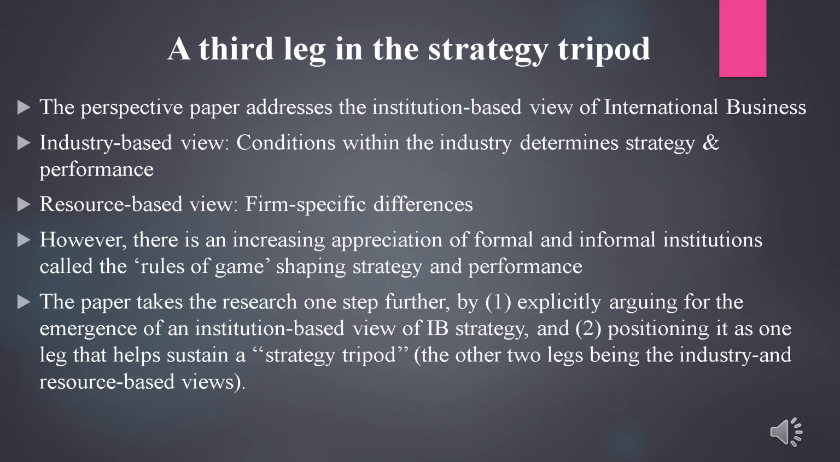This perspective paper builds on several different types of research previously conducted in the IB field and provides a fundamentally different way to think about IB strategy. It takes the research one step further by explicitly arguing for the emergence of an institution-based view of IB strategy and positioning it as the third leg of the strategy tripod, the other two legs being the industry and resource-based views.